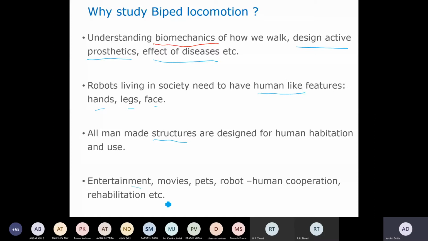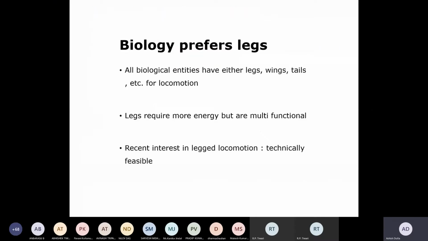Then we have the last, but a lot of companies are in that area now: entertainment, movies, pets, robot-human cooperation, rehabilitation. There are a lot of robots which are coming in movies, in India also. Now these robots should be designed like humans, and they should behave like humans. Otherwise, half the fun is lost. So it's a question of designing like a human, and behaving like a human. So we are also learning about ourselves. Now, it's an interesting thing that if you look at biology, biology prefers legs, not wheels.